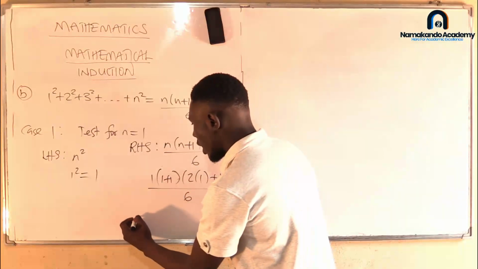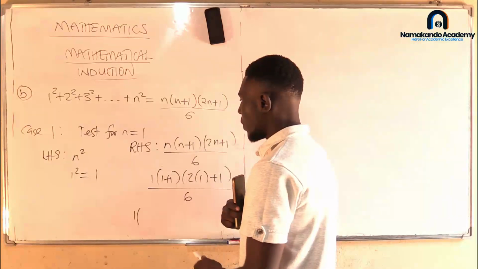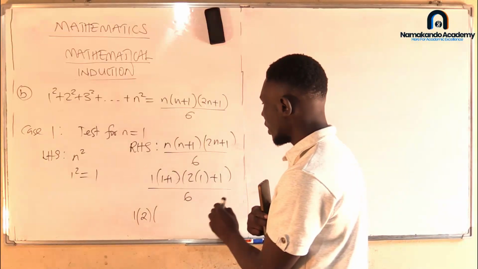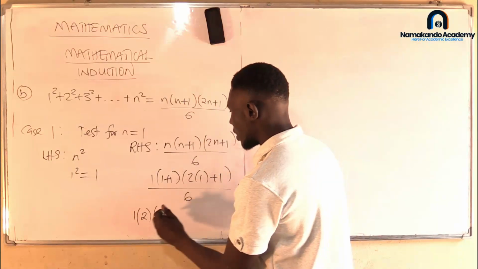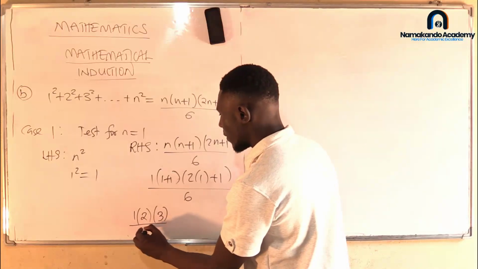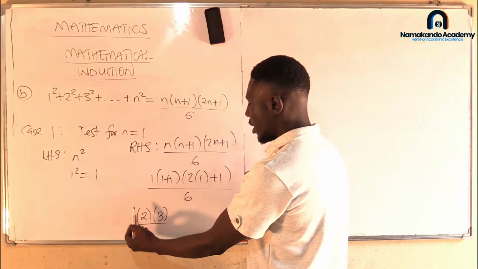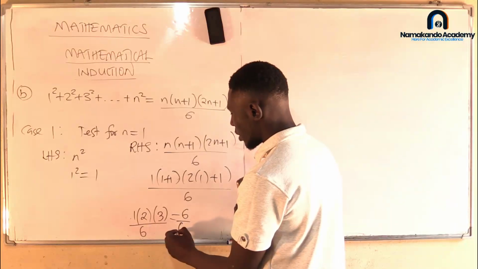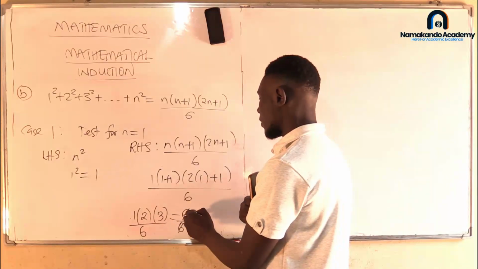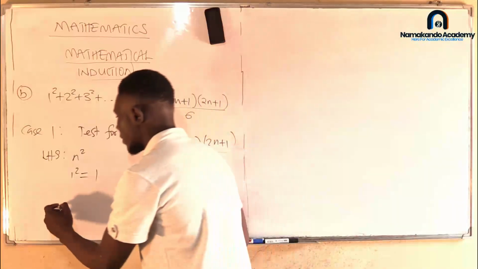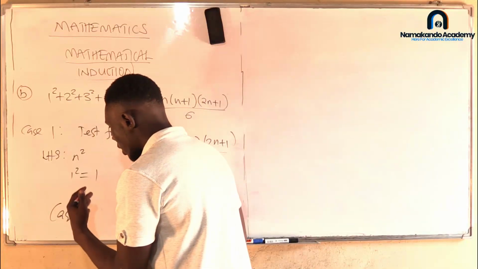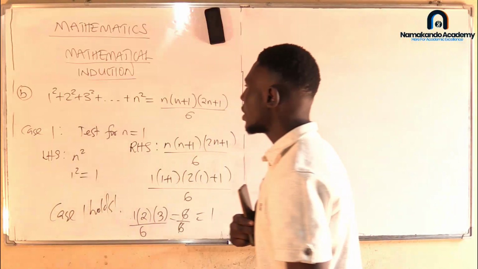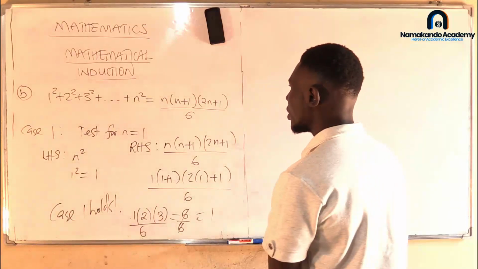Okay, so what's next? We have 1 multiplied by, what is 1 plus 1? This is 2. Multiplied by, this is 2 times 1, which is 2, then plus 1, that is 3. Everything over 6. 1 times 2 times 3 gives us 6. Then over 6, sorry, 6 over 6 gives us 1. This therefore gives us that case 1 holds. Since this is true by case 1, we proceed to the next case.